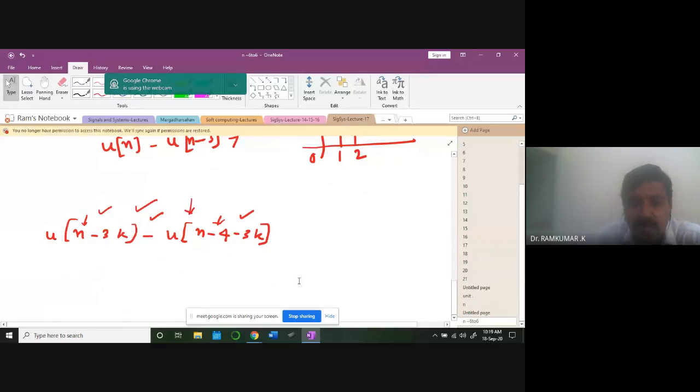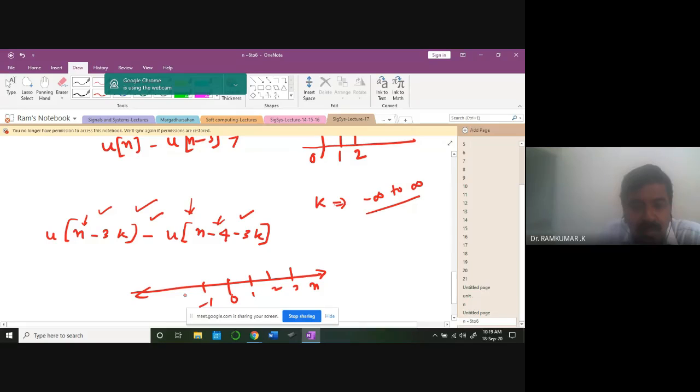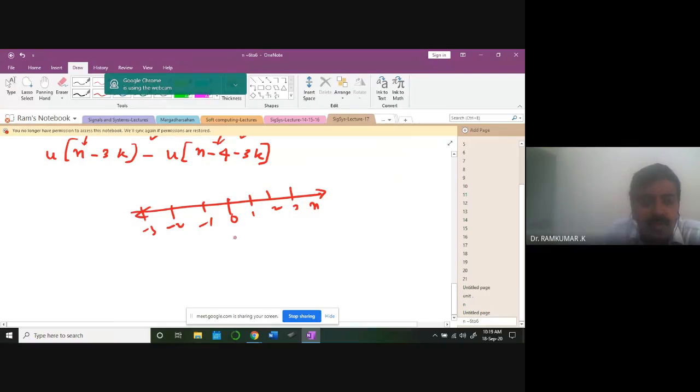So k is varying between minus infinity to plus infinity. But I'm not going to take all the k, I cannot draw that. I'm going to take some cases selectively. So I'm going to choose my index like this. This is the n index: 0, 1, 2, 3, minus 1, minus 2, minus 3. Let me choose k equal to 0.